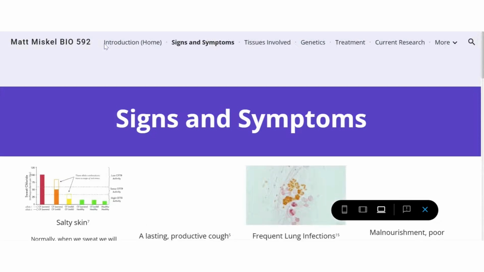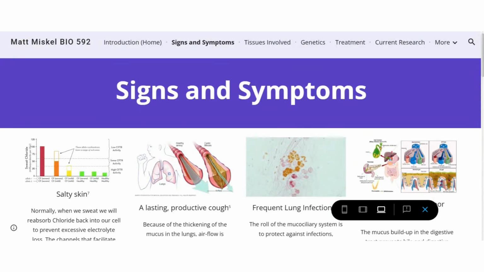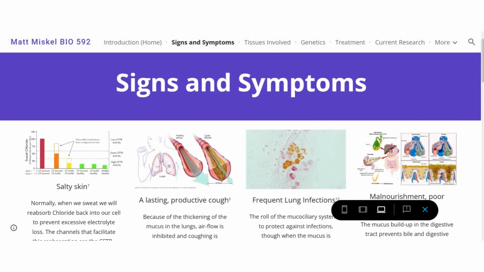For signs and symptoms, I added another image that shows the difference between the normal and the cystic fibrosis airway, but cystic fibrosis is systemic. And so I wanted the audience to see many different images of how cystic fibrosis affects the body in different ways.